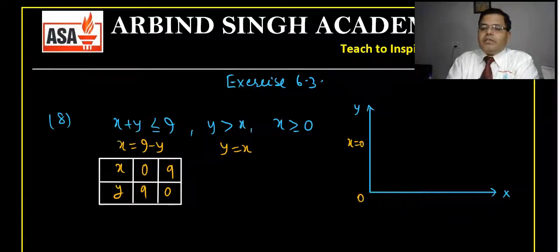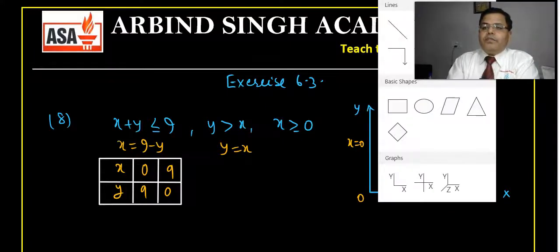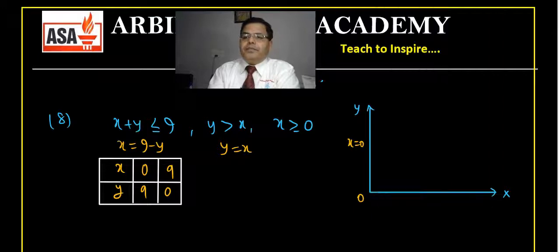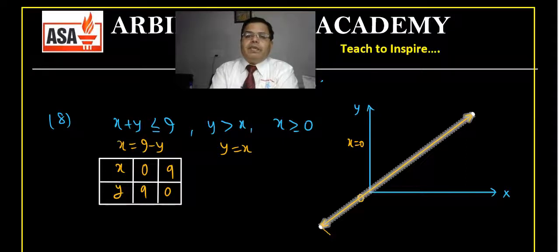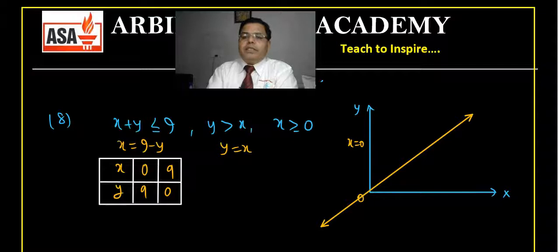Another line is passing through the origin. y is equal to x is a line passing through the origin and making an angle of 45 degrees with the x-axis, having slope 1, as you know. Even if you don't know this, you can put x is equal to 0, y is equal to 0, x is equal to 1, then y is equal to 1, like that. So one equation is y is equal to x, and x 0, y 9, y 0, x 9 will be a line like this.